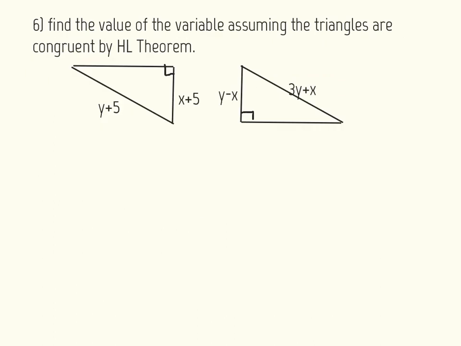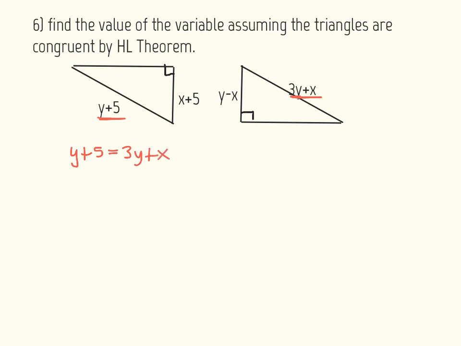For problem number 6, we want to find the value of the variables, assuming that the triangles are congruent by the hypotenuse leg theorem. Okay, so this problem number 6, what we have are x's and y's, and we need to set up equations so that we can solve the problem. Since it's the hypotenuse leg theorem, we're going to assume that's true. We know that the hypotenuses have to be congruent to each other. So I'm going to say y plus 5 equals 3y plus x.